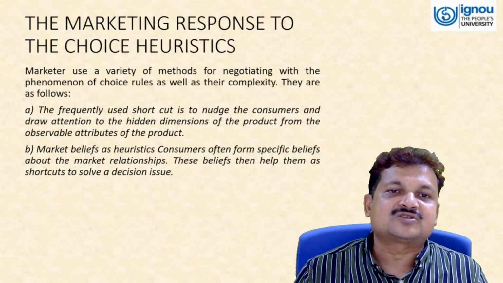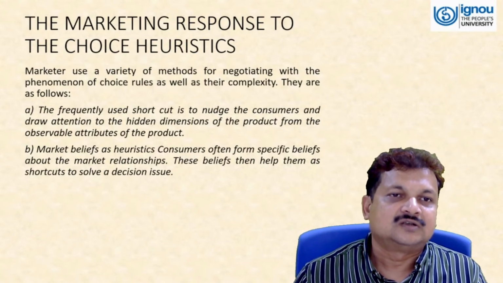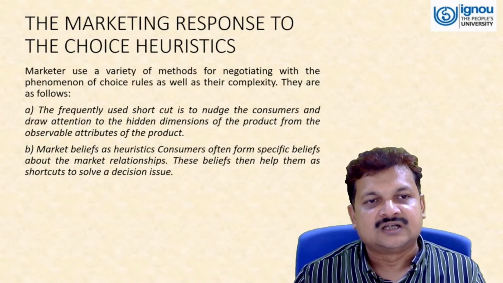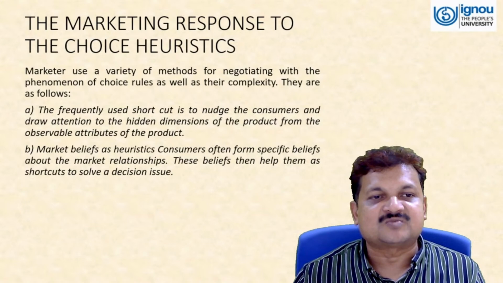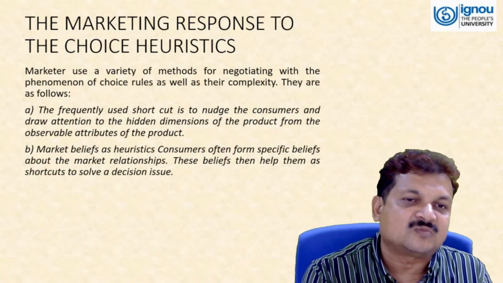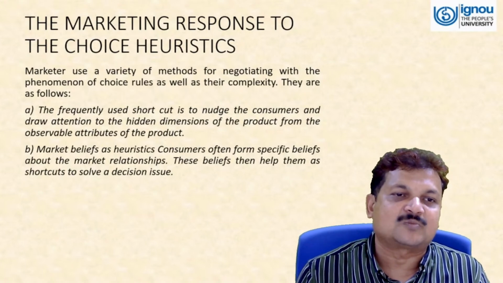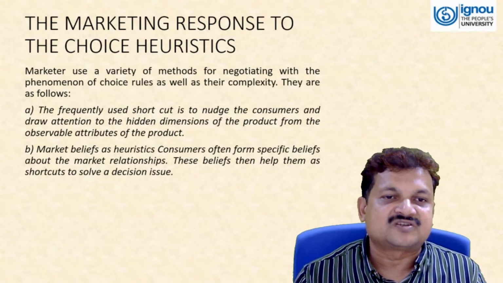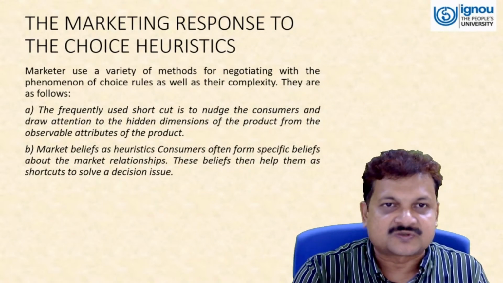The frequently used shortcut is to nudge the consumers and draw attention. That means how fast you can present a particular attribute so that the consumer can make decisions very fast. That is more important. Marketers believe consumers use beliefs as a heuristic. What consumers believe about the market or the different brands is also equally important. So you build market relationships to understand consumer beliefs, and where their beliefs are stronger, try to make that product and attribute better from the company side, so that the consumer can believe you very well, and you can solve the decision issues.